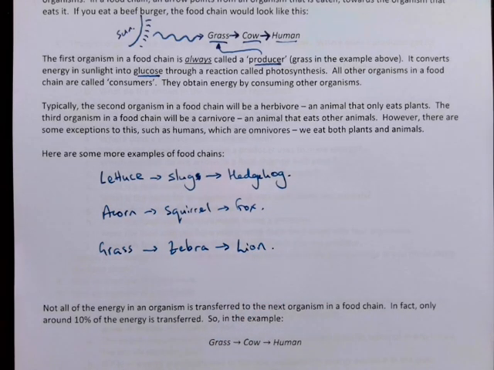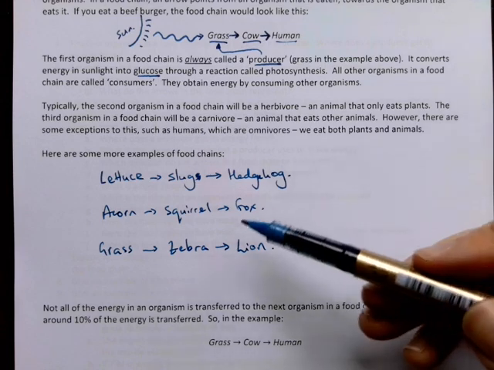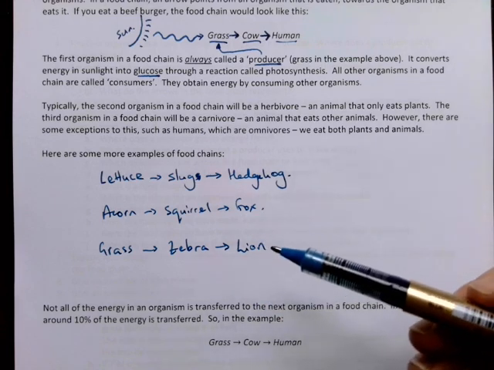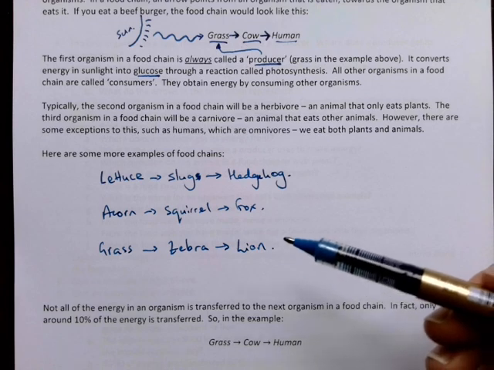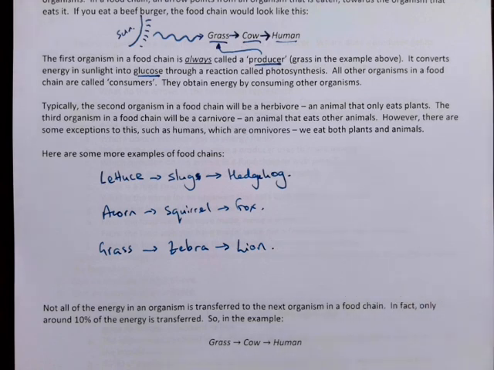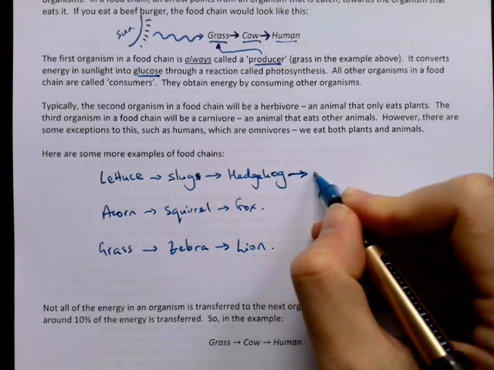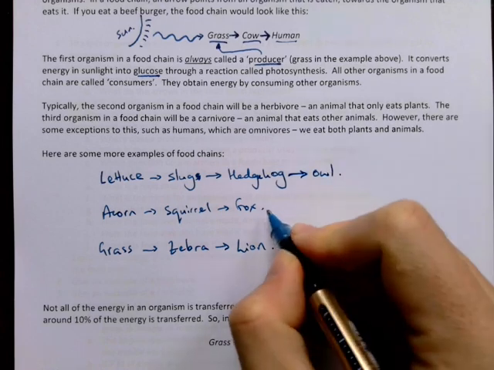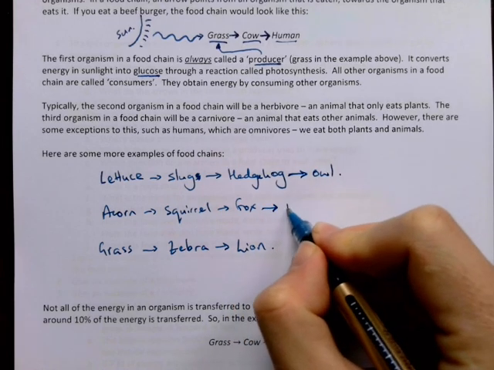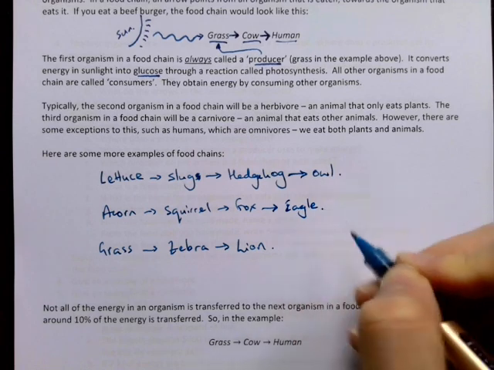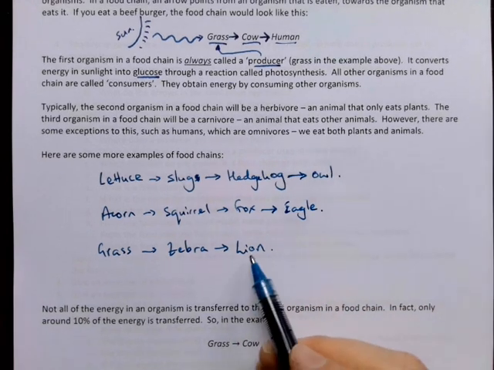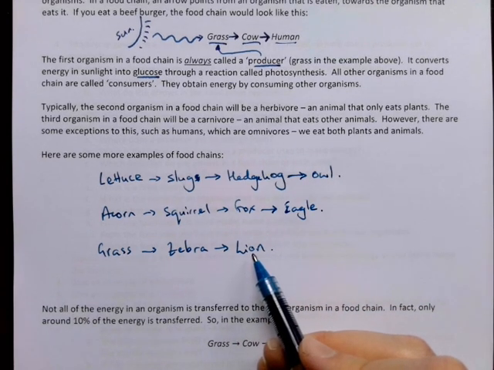Okay, now, all of the examples that I've given you have only got 3 things in them, but that's not always going to be the case. So, hedgehogs might be eaten by owls. Foxes, in the wild, would be eaten by an eagle. Okay, now lion, that's probably where the food chain ends. I don't think anything's going to be hunting down lions.